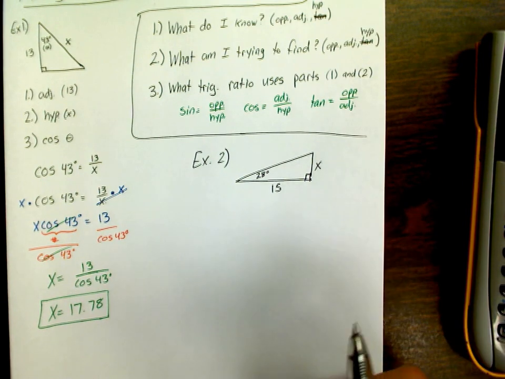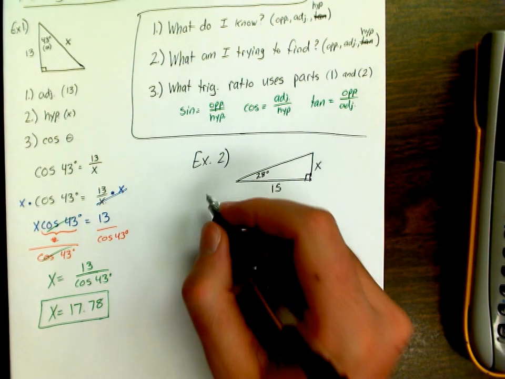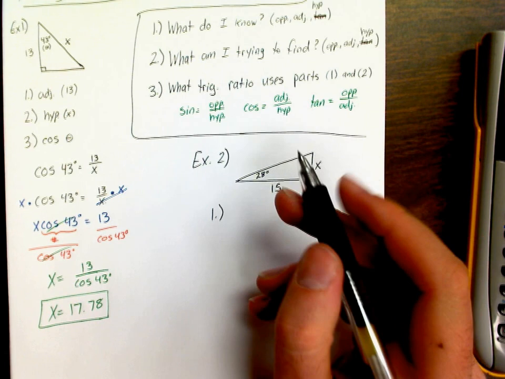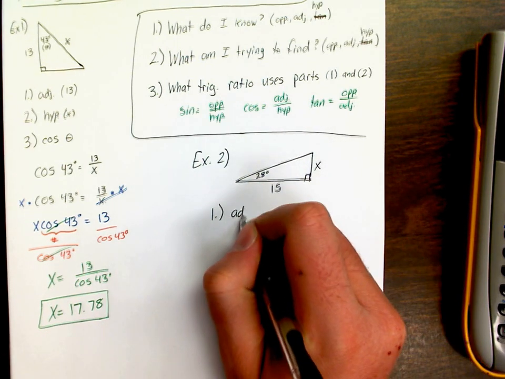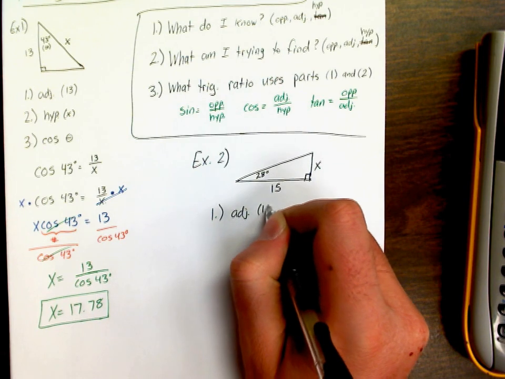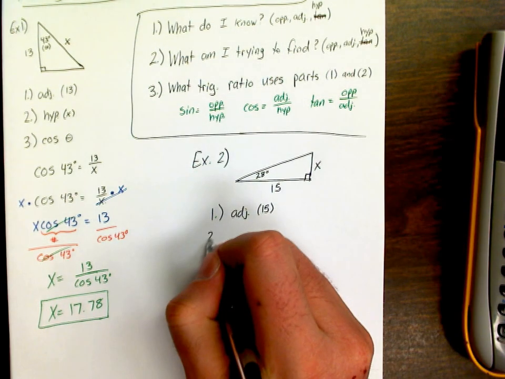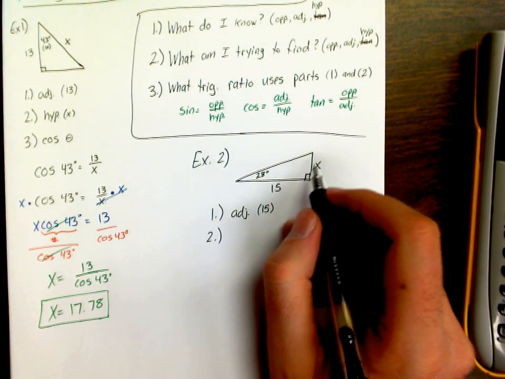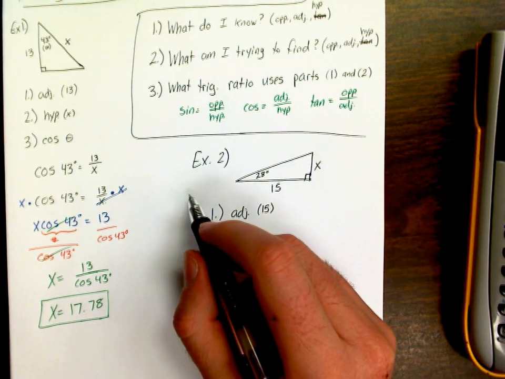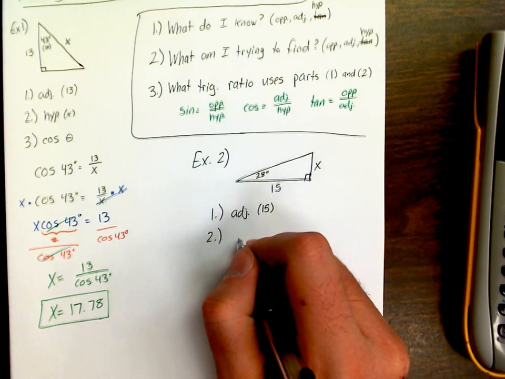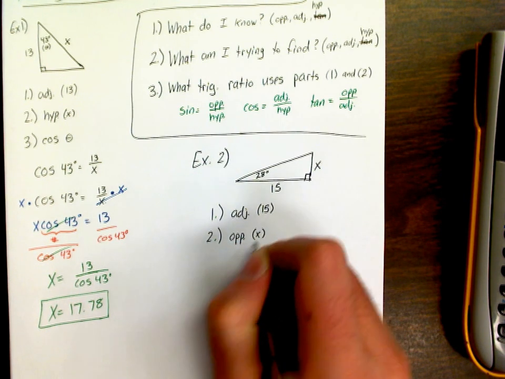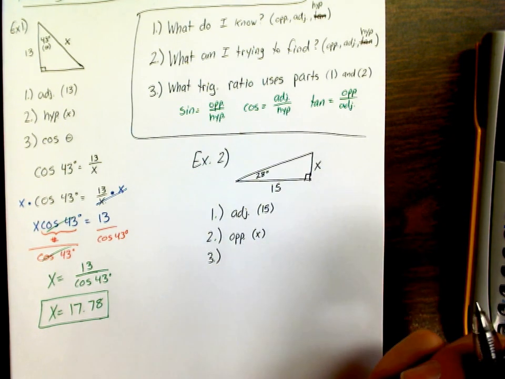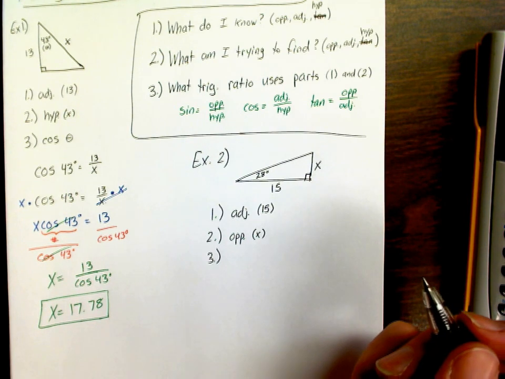Alright, so let's go through my questions again. Number 1, what do I know? Well, there's the angle, so I know the adjacent side. It wouldn't be a bad idea to write what that is, 15. Number 2, what am I trying to find? Well, this time I'm trying to find the opposite side. This is the side that does not touch theta. So it has to be the opposite, which is x. So question 3, what trig ratio uses both of those parts? Well, that would be tangent.